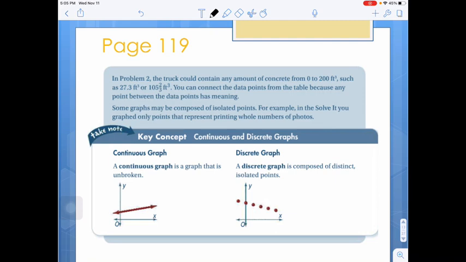So we have continuous graphs and discrete graphs. A continuous graph is a graph that is unbroken. So this graph right here represents every point on the line. A discrete graph is composed of distinct isolated points. So only where the points are on the graph are what we can use as solutions. The space in between does not work.